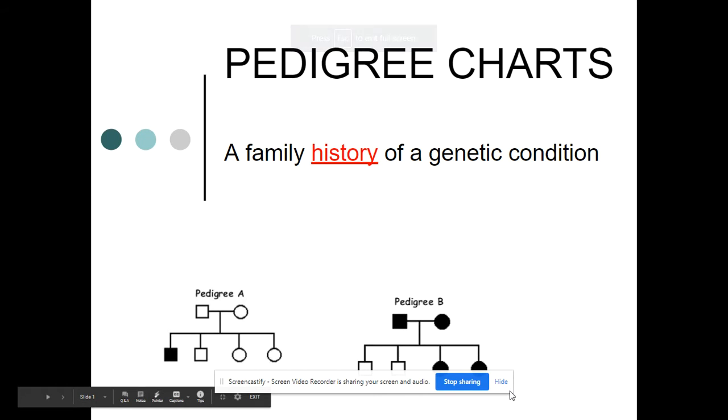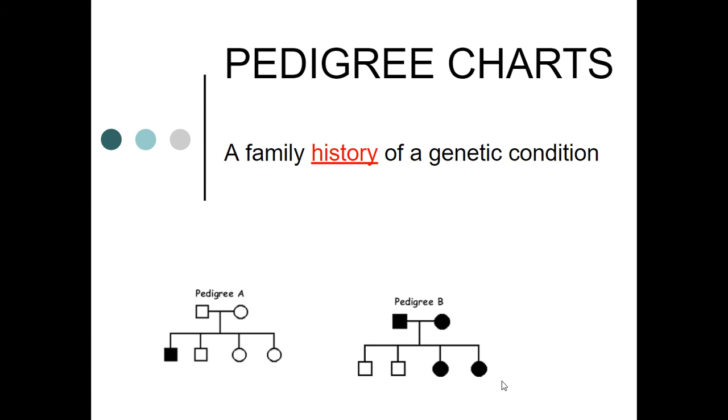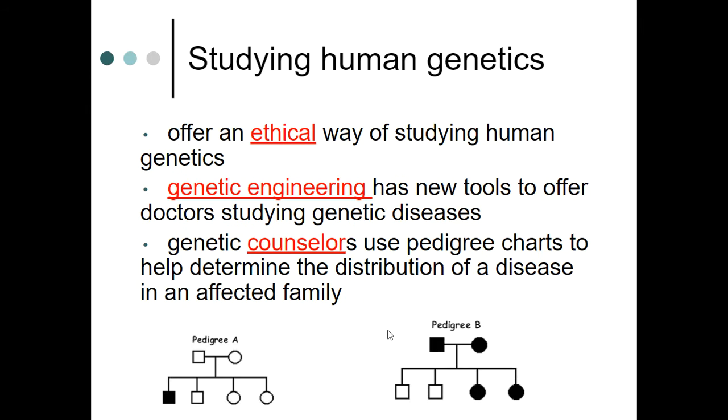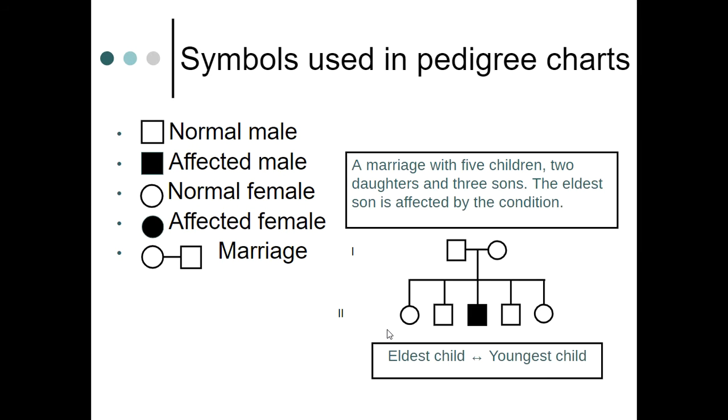This is an introduction to pedigrees, and this is how human traits can be studied. And so we're going to see little symbols, little diagrams of circles and squares. And this is a good way to study human genetics. And it's especially helpful if you have a good family record in a large family where you can trace the genetics back a few generations.